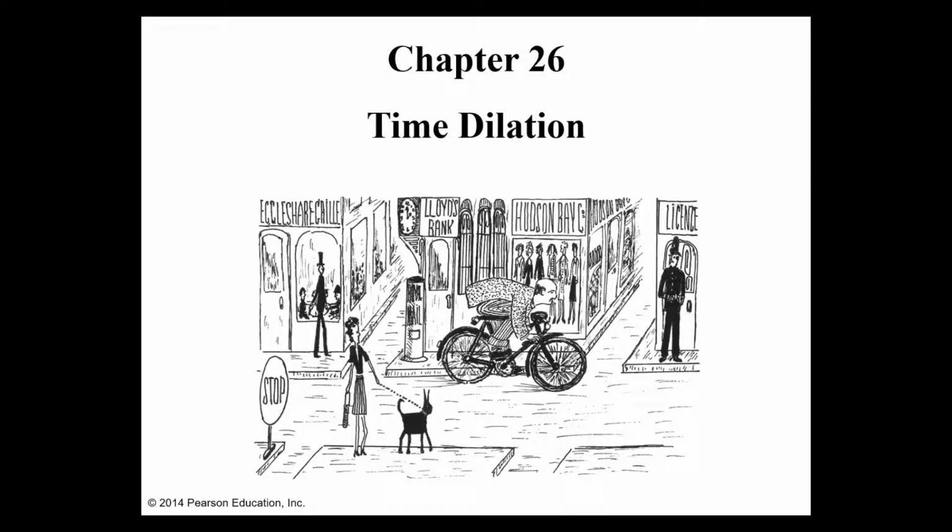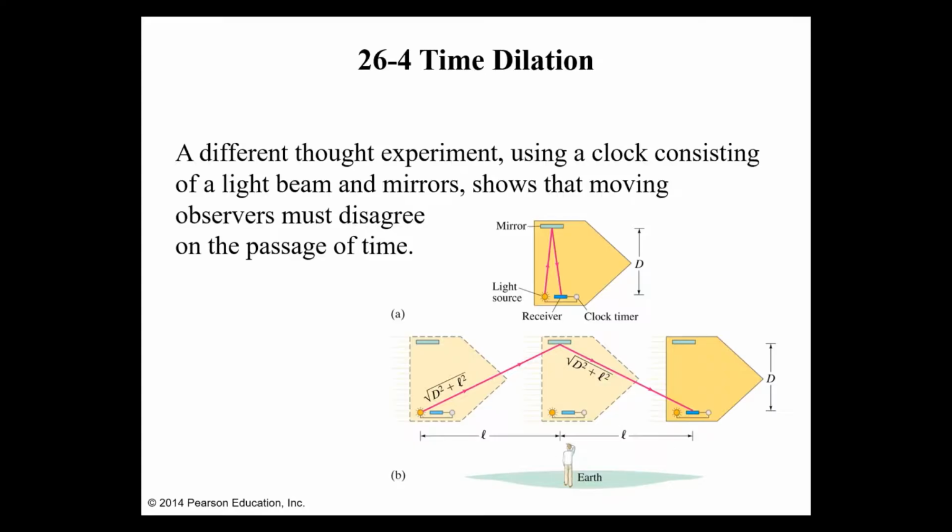Let's tackle now one of the biggest and most interesting results of the special theory of relativity, and that is time dilation. We saw in the last video on simultaneity that time is no longer a constant. Time now becomes a variable, and we're going to deal with it as a variable here in this section. Let me show you how.